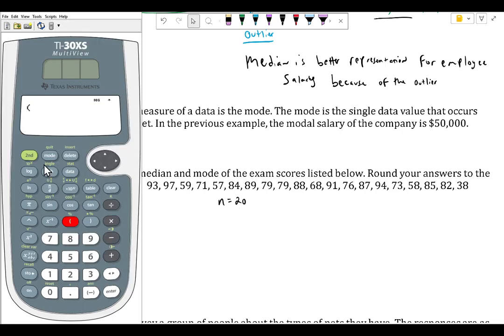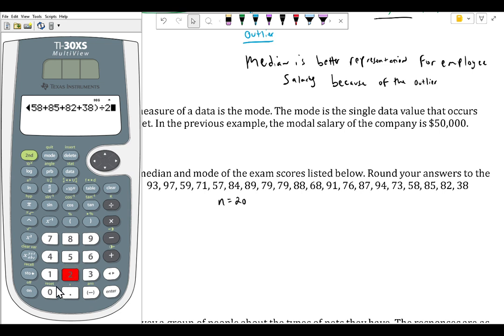So in our calculator, we'll just use parentheses, open parentheses, and then just start typing in the numbers. 93 plus 97 plus 59. All right, I'm going to pause the video here, and I'll show you the results. I would suggest that you pause the video here as well and confirm that you get the same answer as me.